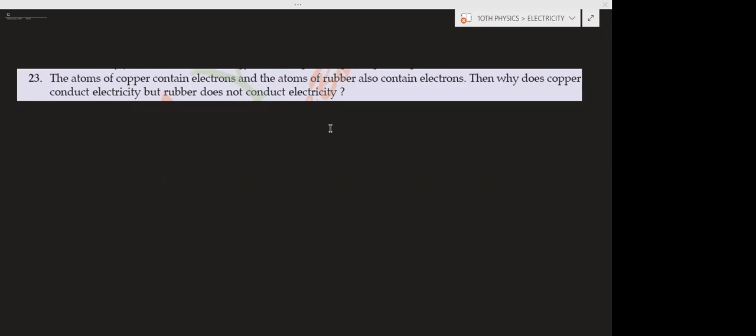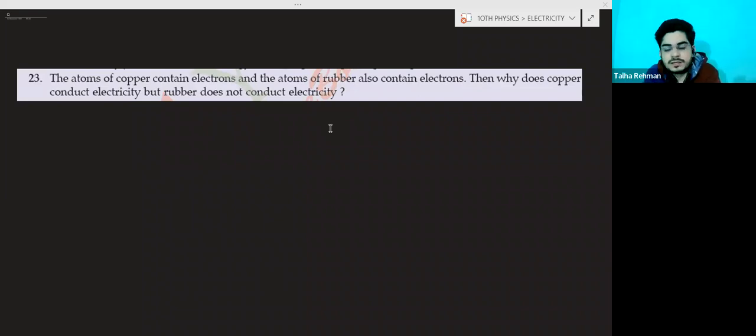Right answer. The question is, the atoms of copper contain electrons, and the atoms of the rubber also contain electrons, because rubber is also made up of atoms. Copper will also have atoms. Everything is made up of atoms, so if it is made up of atoms, it will have electrons. Copper will have electrons. Then rubber will also have electrons.